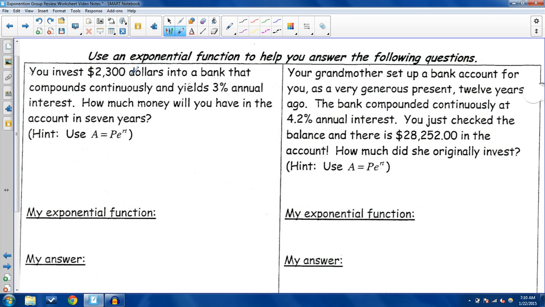You invest $2,300 into a bank that compounds continuously. Underline that whenever you see that. And yields 3% annual interest. How much money will you have in the account in 7 years? And here's the hint. Now, e is used for continuously compounded interest. So, or this function. Now, this is no different than your y equals ab to the x, or ab to the cx if you consider c to be a scalar multiple for your exponent.